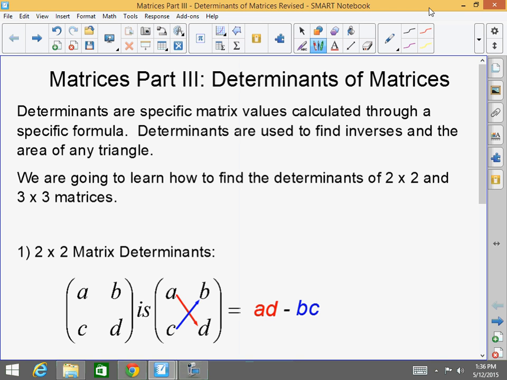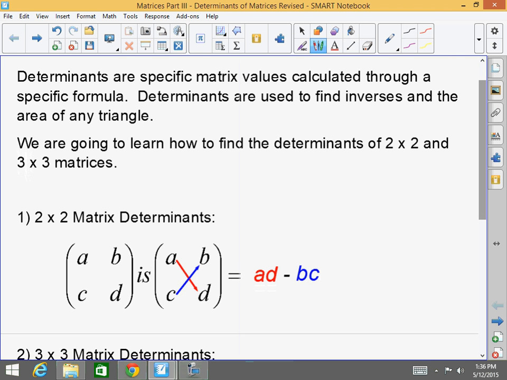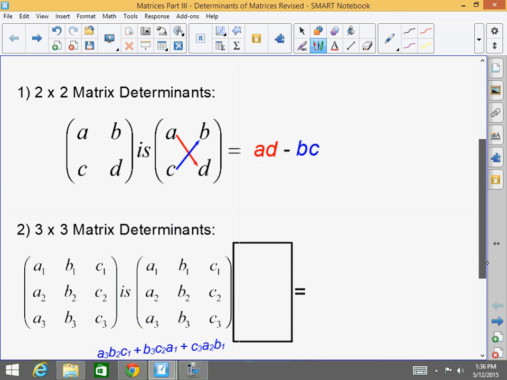We are going to learn today how to find determinants of 2 by 2s and 3 by 3s. And then we're going to learn how to apply determinants to solve systems of linear equations with both 2 and 3 variables. Okay, so again, determinants are very specific matrix values calculated through a specific formula. Determinants are used to find inverses and the area of any triangle. So I'm repeating myself. We're going to learn today 2 by 2s and 3 by 3s. So let's get right to it.